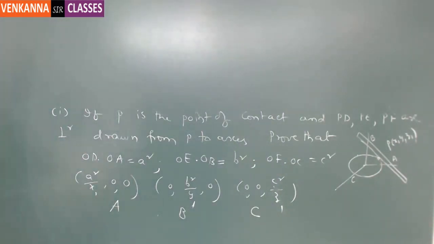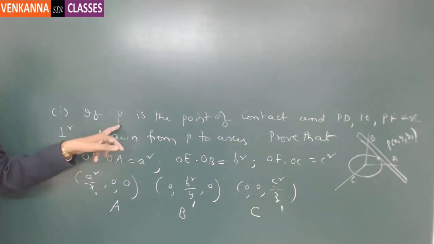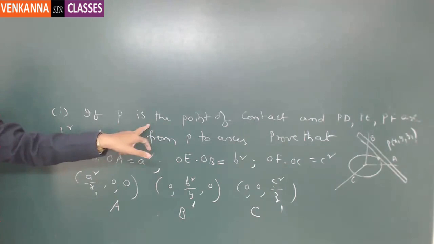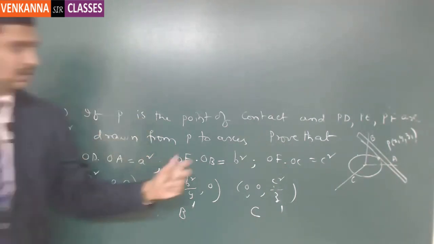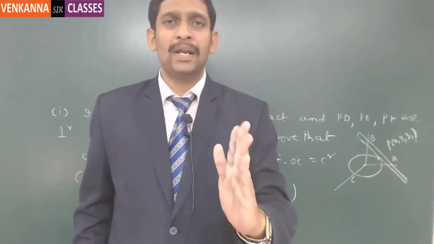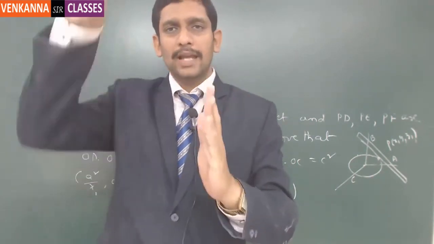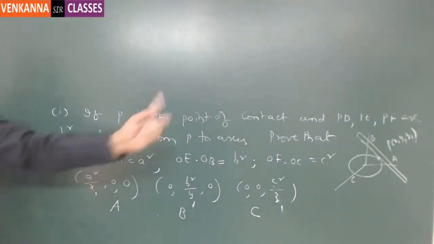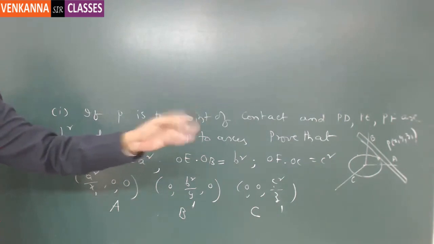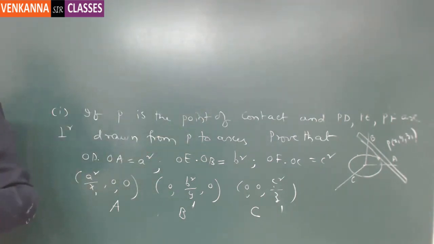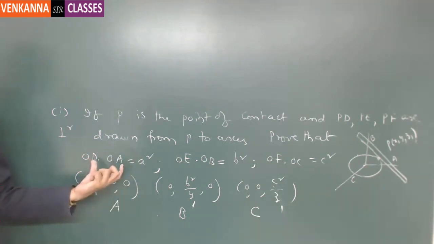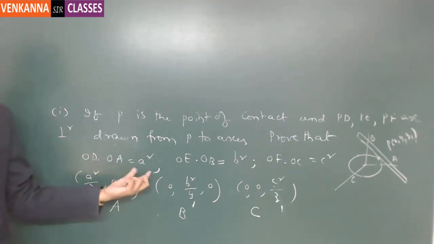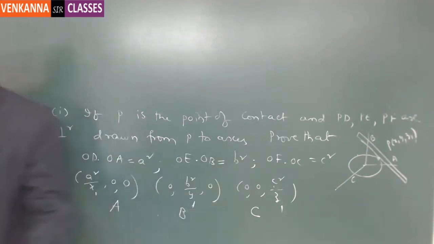Now what is given: if you take that P is the point of contact and you consider perpendiculars from the point of contact to the x-axis, y-axis and z-axis, the names are taken as PD, PE and PF. So you have to prove that the values will come as OD into OA equal to a square, OE into OB equal to b square, like that. Okay. That was the second part.